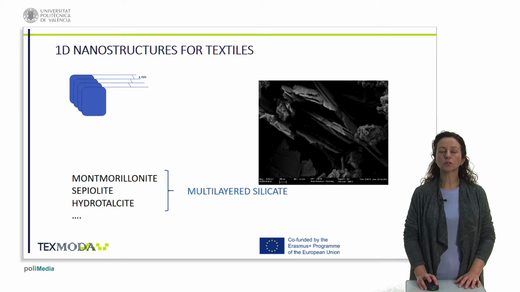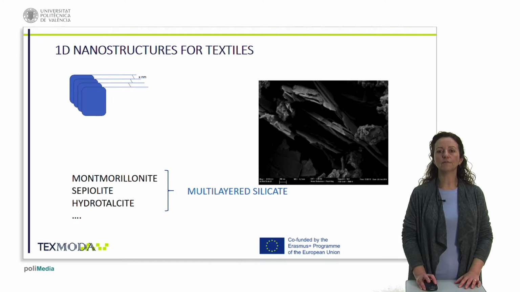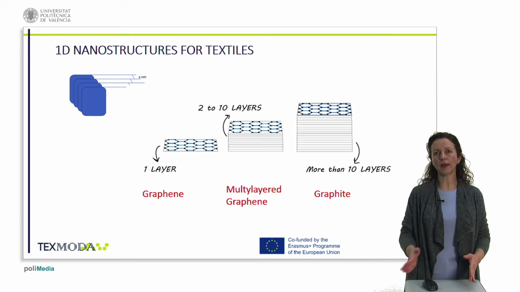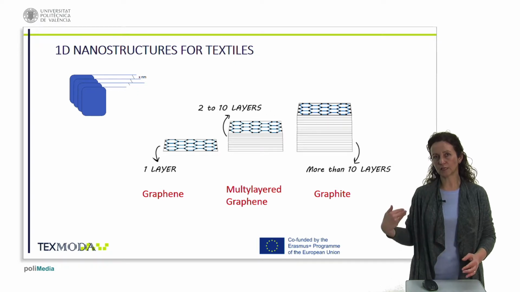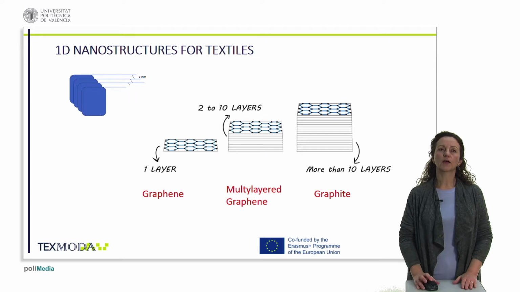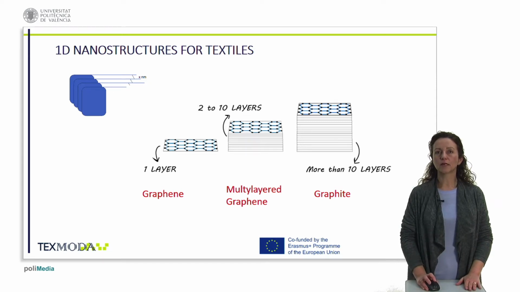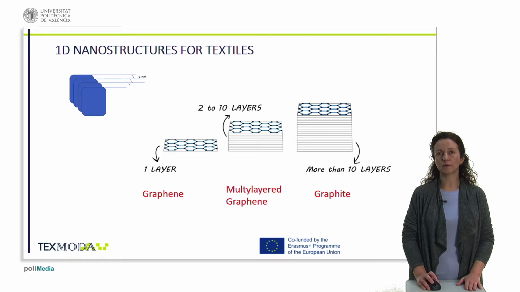We also have one important product, graphene, which is widely used in textiles or any other industrial sector because of its properties. The properties will be studied in the next video. In this case, graphene is one layer, and what characterizes this layer is that it's made only of carbon.